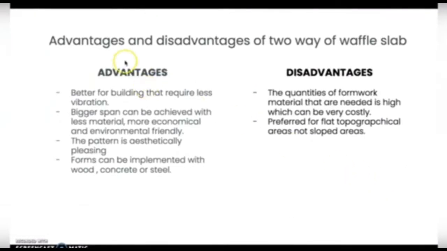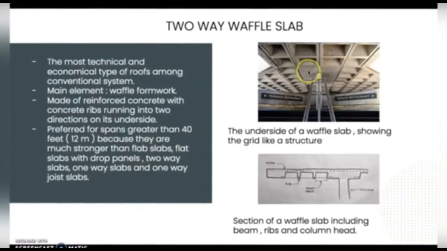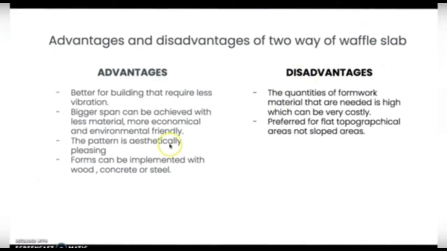So we can get the advantages and disadvantages of the two-way waffle slab. The advantages are that it is better for buildings that require less vibration, and a bigger span can be achieved with less material, more economical, and environmentally friendly. The pattern is also aesthetic. We can see it here, it's very aesthetic. And forms can be implemented with wood, concrete, or steel.